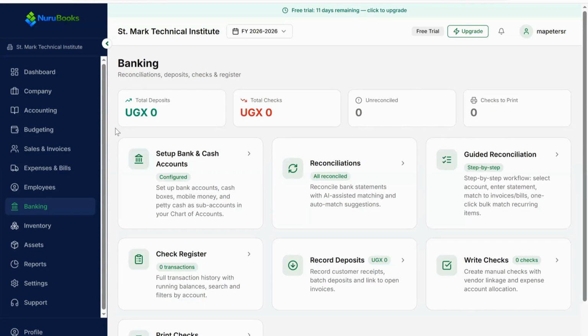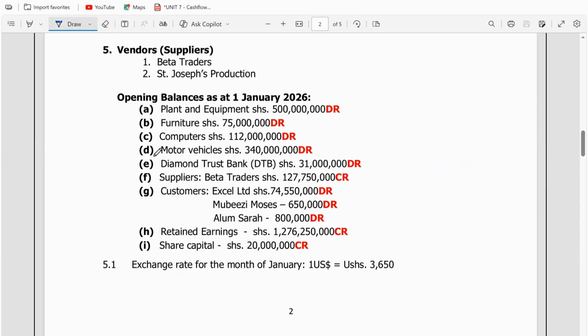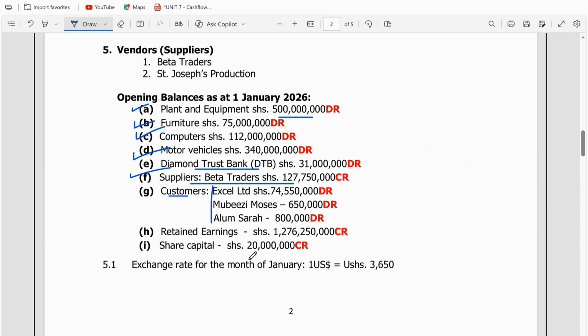However, that is not enough. We need to confirm that all the opening balances have actually been entered. So we are going to go back to our training course sheet here and confirm that all these have been entered. You're going to review your work, a copy of your NuruBooks, look at plant and machinery. This is what you have as opening balance: furniture, computers, motor vehicles, the bank balance, the suppliers. We had only Beta Traders. We have put our opening balance there. The customers, these ones had balances. Now, the last part that we shall have to confirm are the retained earnings and the share capital.